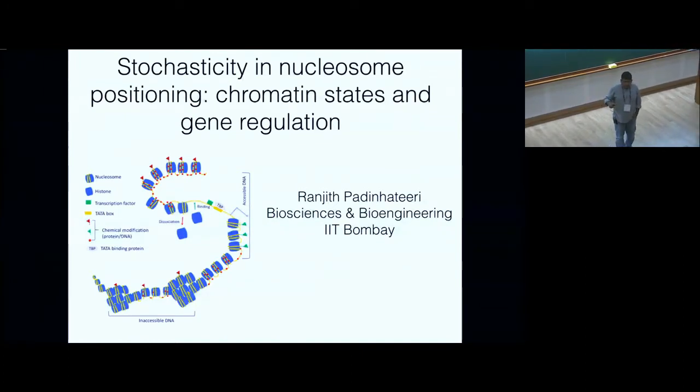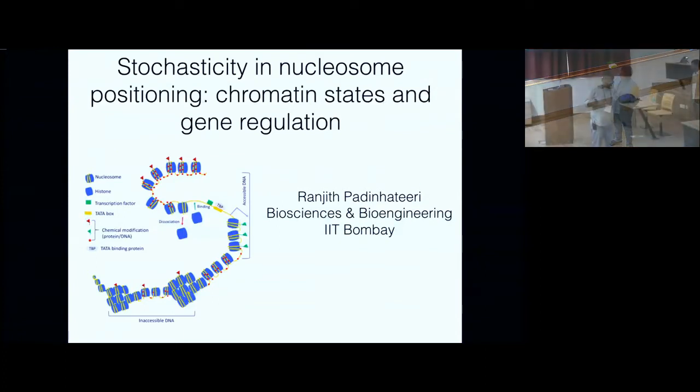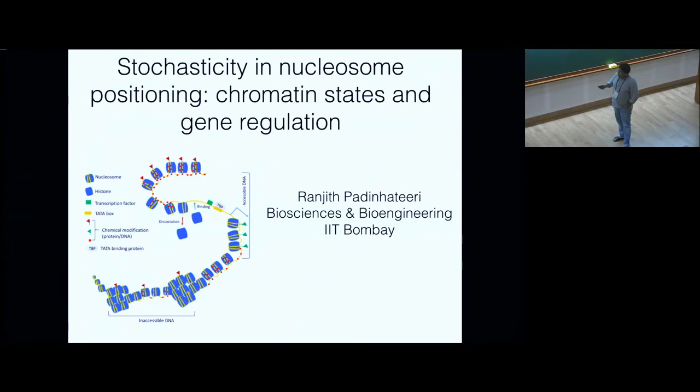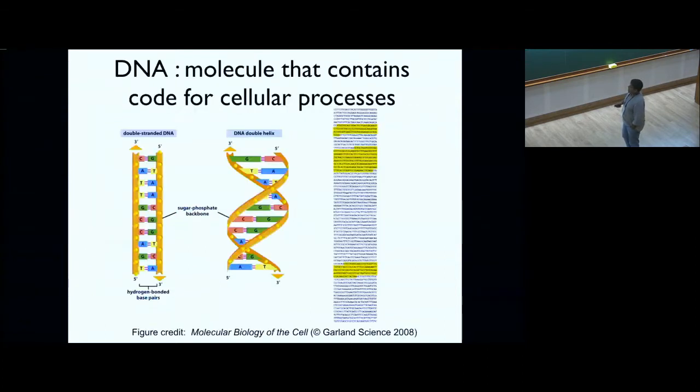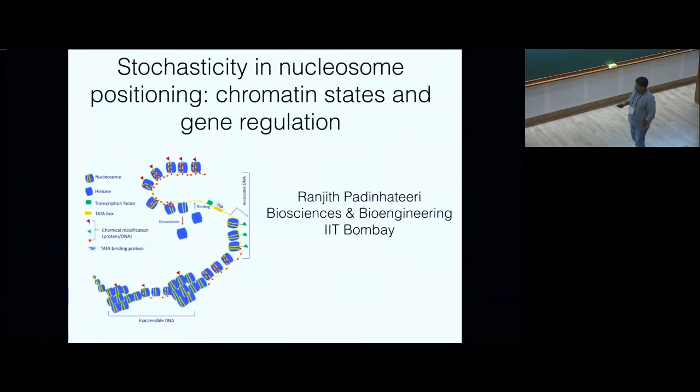Slightly different from what I gave in the title, I'm going to tell the story related to chromatin, where I'll present how we can use ideas from stochastic thermodynamics to understand a certain biological system, here chromatin. My title is Stochasticity, Nucleosome Positioning, Chromatin States, and Gene Regulation. As I go, I'll explain what these terms mean.